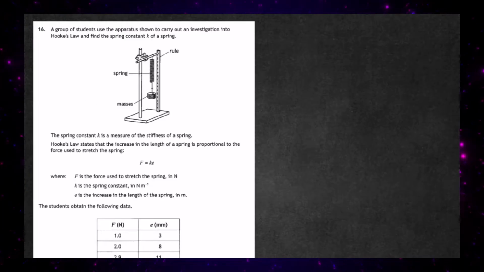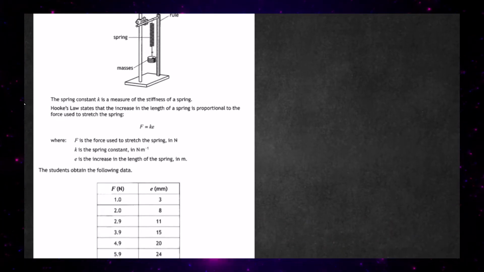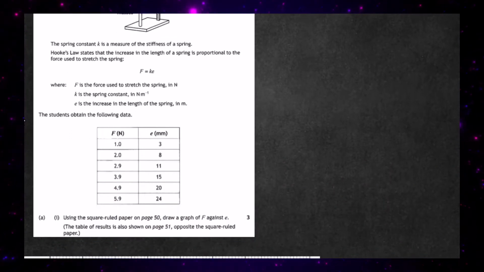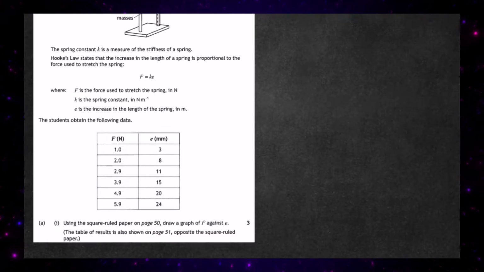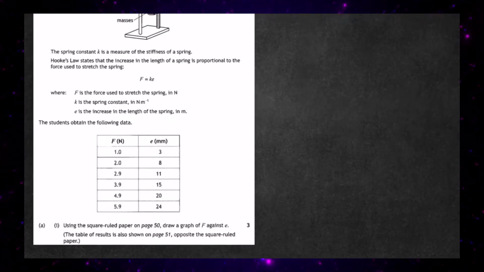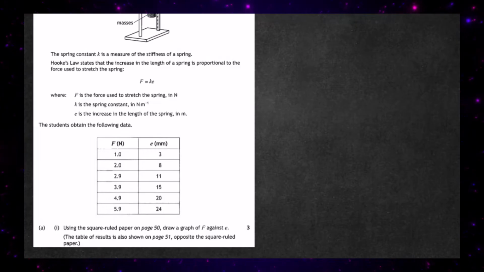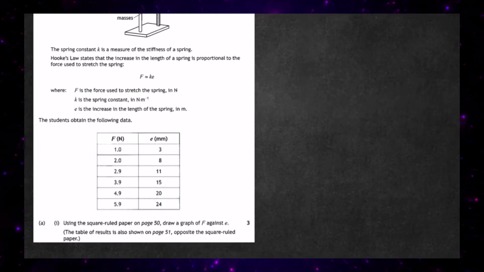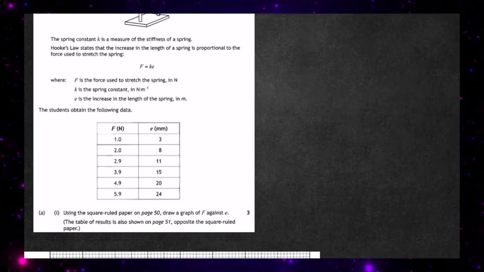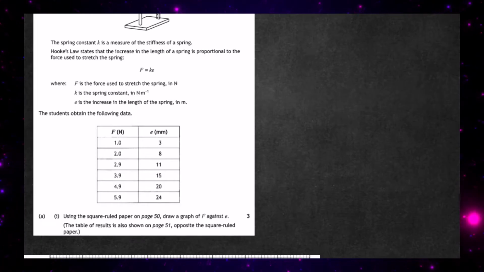Now, in our results, we have measured the extension of the spring in millimetres, so we'll have to be careful of that when we work out the spring constant. So there's all our values there, 1, 2, 3, 4, 5, 6 values, and it says for 3 marks, using square ruled paper, draw a graph of this.